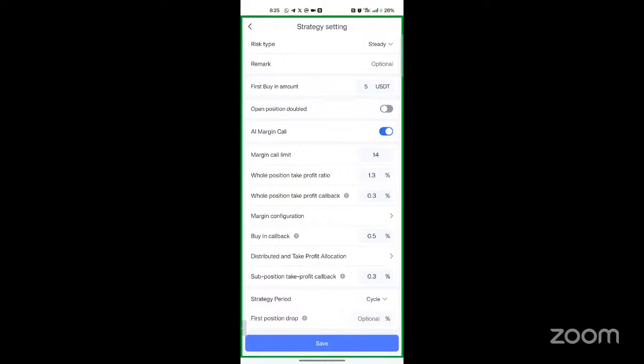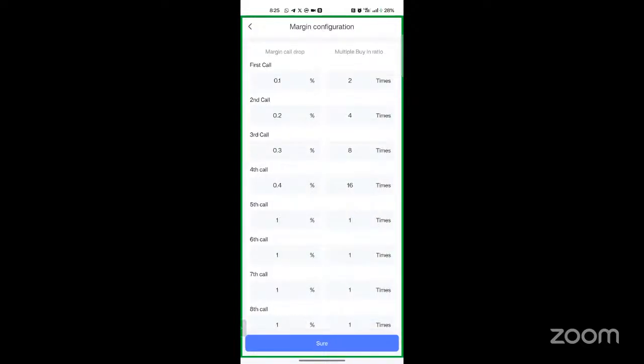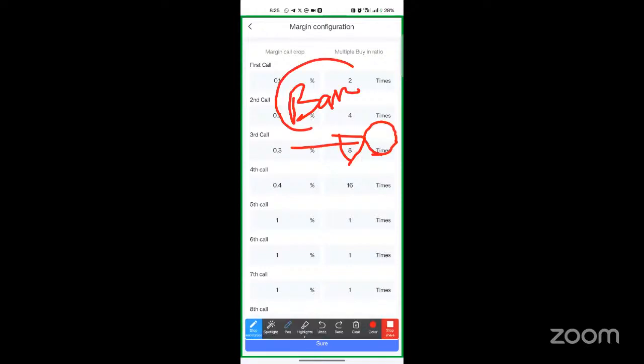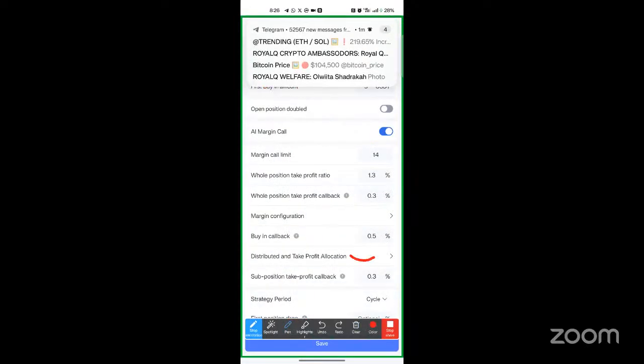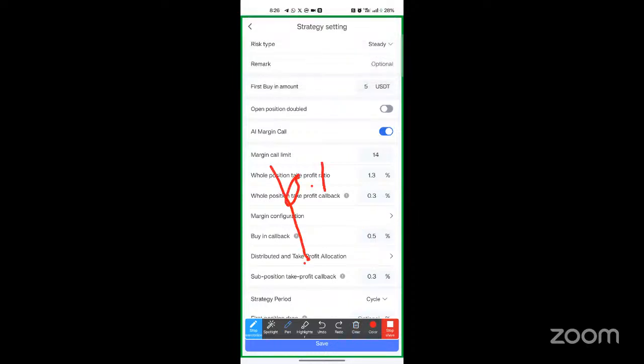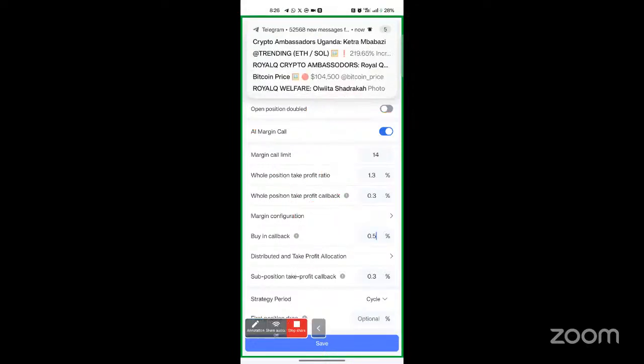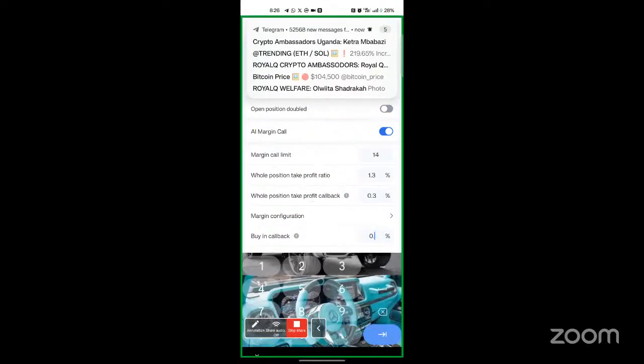Now, because my first call, this one, is 0.1, my buying callback cannot be 0.5, because when the coin drops 0.1, the robot cannot buy. When it has risen 0.5, it will be already in profit. That's why this must be lower than this one. So I will make it 0.01.